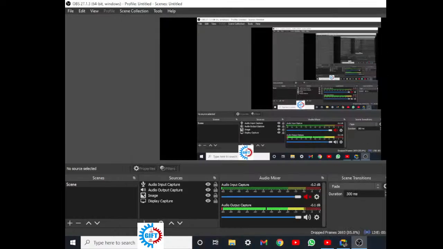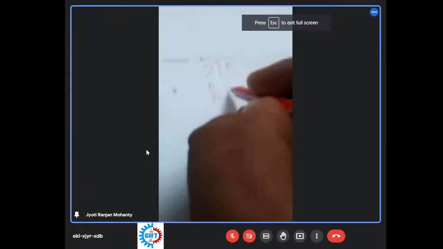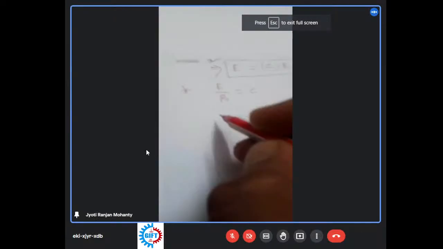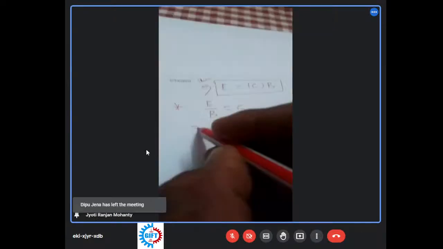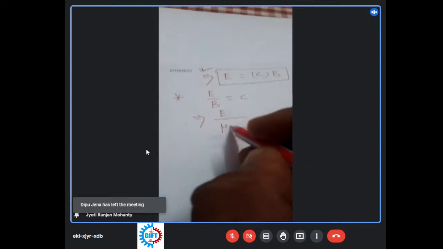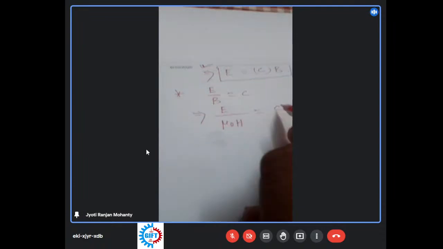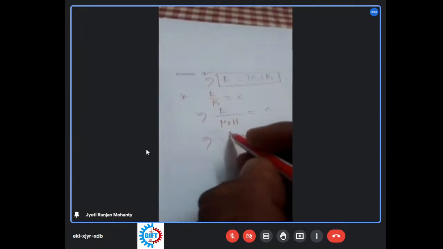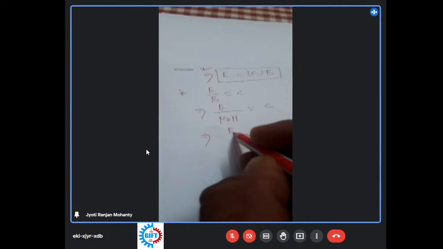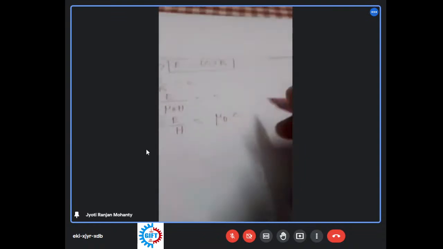Again, another part we have to see. We have E by B is equal to C, the previous equation. What is the value of B? B is equal to mu naught into H. So this implies E by H is equal to mu naught into C.